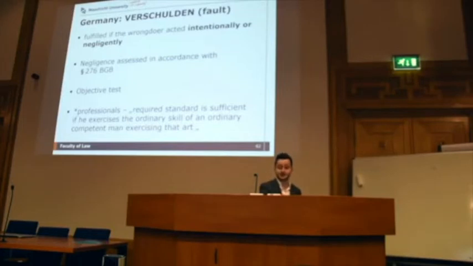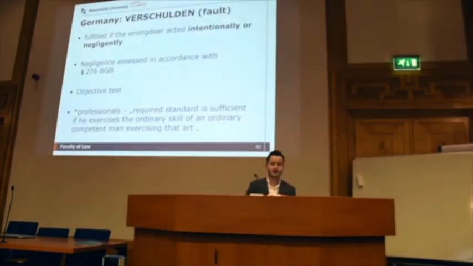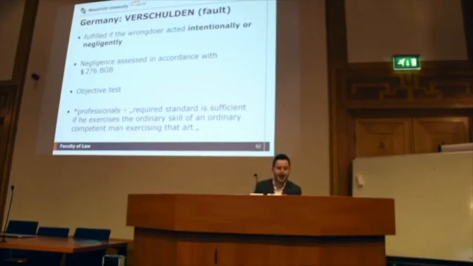By applying the objective test, where usually the standard of reference is a careful person of average circumspection and capability, unless the case concerns professionals, where the required standard is sufficient if he exercises the ordinary skill of an ordinary competent man exercising the law. In case of a direct infringement, the situation is straightforward. However, in case of an indirect infringement, the difference between unlawfulness and negligence is not obvious.